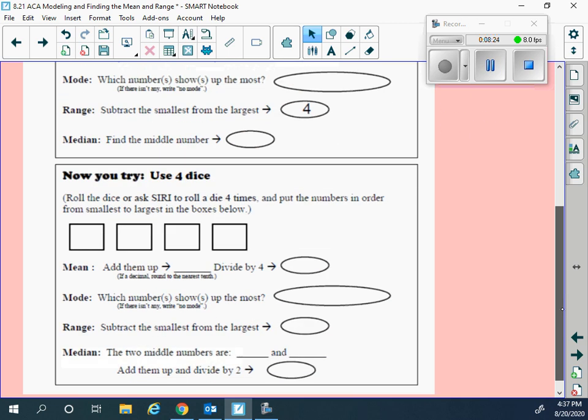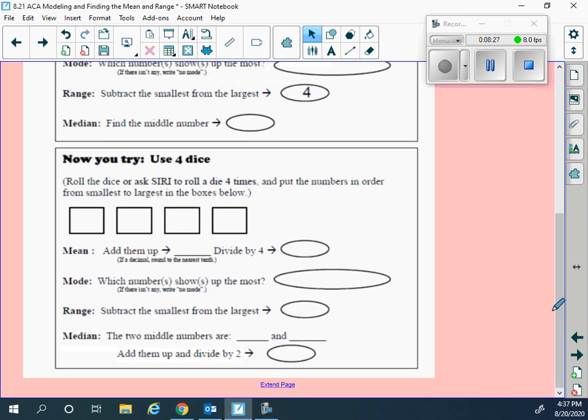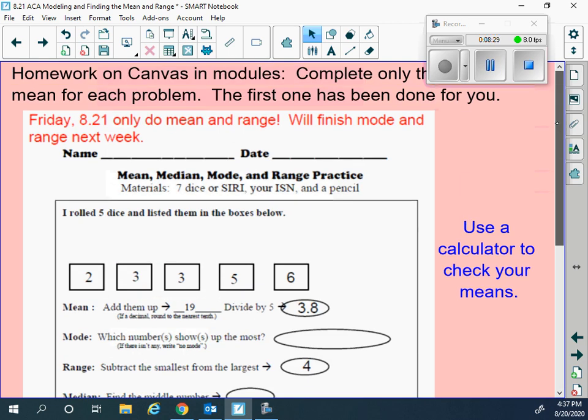All right, so next, you're going to use 4 dice, okay? This form can be found in Canvas under modules, okay? And look for today's date, Friday, 8/21. Only do the mean and the range because we're going to do the other stuff next week. If you have any questions, be prepared to ask your teacher or come for tutorials next week.